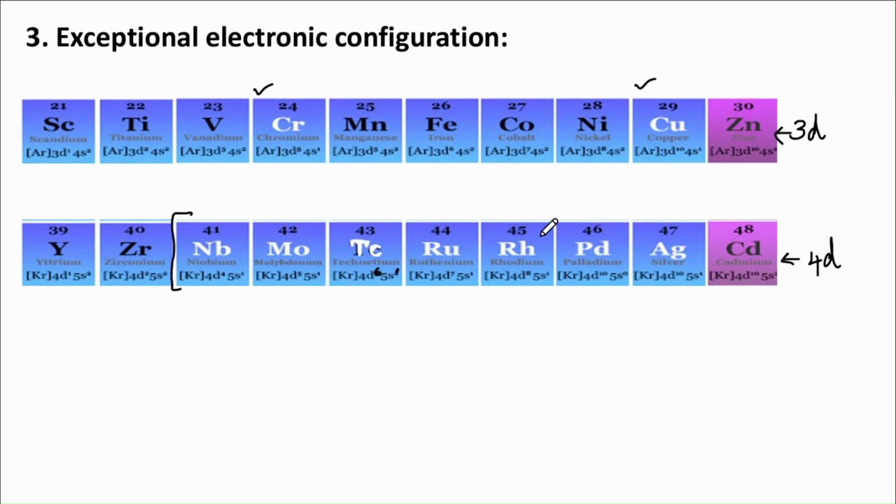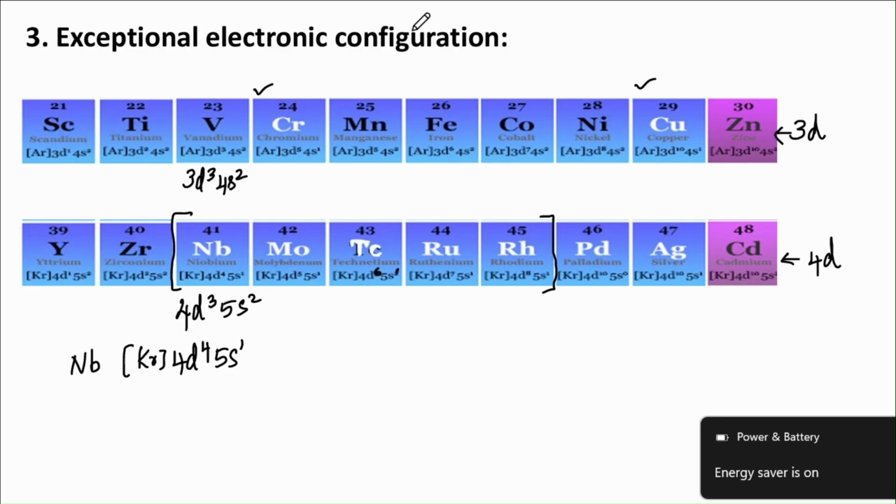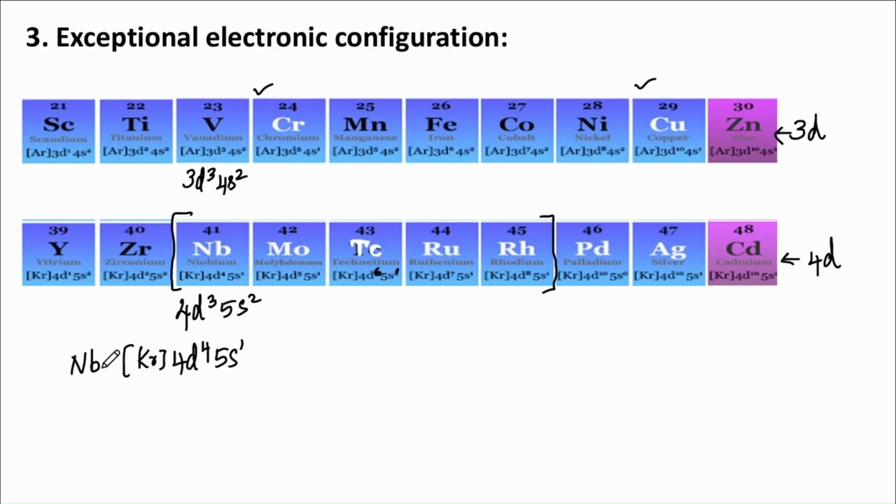So, starting from niobium up to rhodium, the s orbital has only one electron. First, we will compare that with the 3d series. Vanadium has the configuration 3d3 4s2. So, niobium, which comes after vanadium in that group, should have the configuration 4d3 5s2, but due to the increased nuclear charge when we go down the group, one electron from the 5s orbital is promoted to the 4d orbital. So, the actual observed configuration in the case of niobium is core krypton configuration 4d4 5s1.